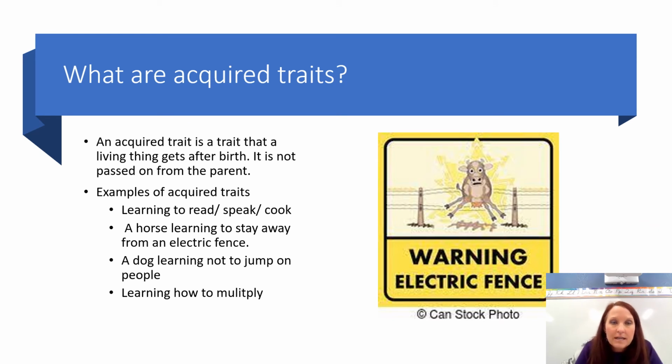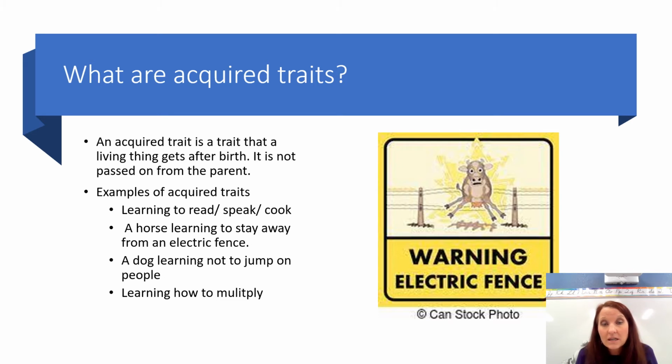So another trait is an acquired trait. And an acquired trait is a trait that a living thing gets after birth. That means you are not born with it. You get it after birth. It is not passed on from the parent. So some examples of acquired traits.